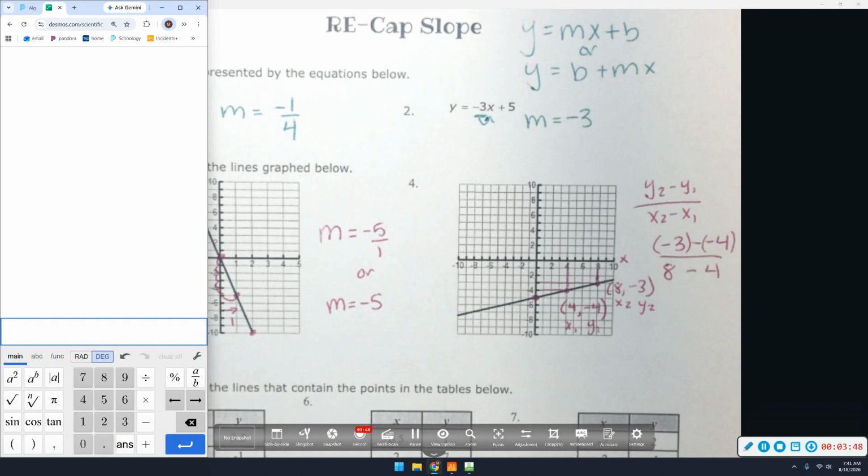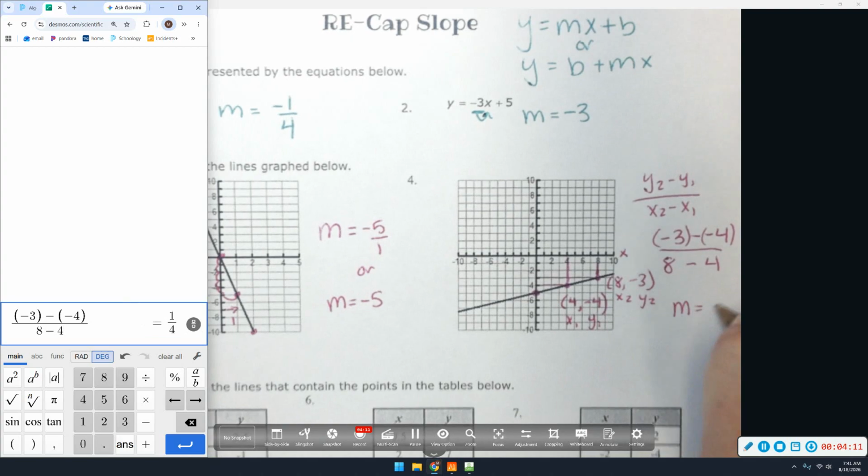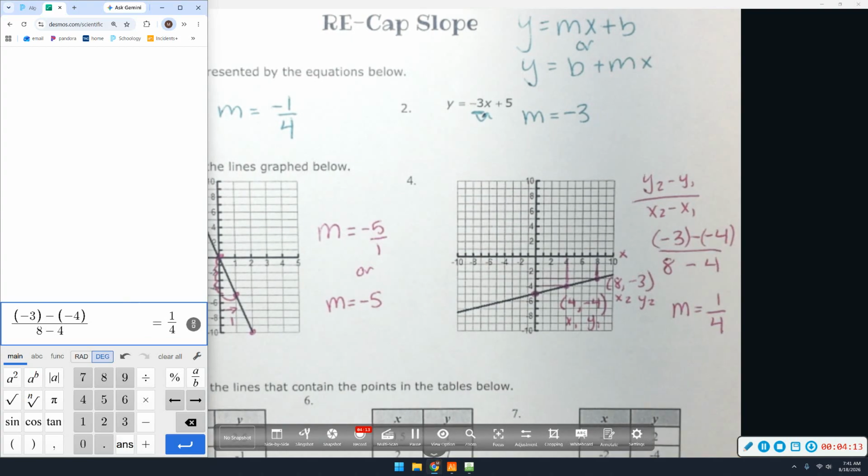And then from there, it's just a calculator problem. Remember to hit divide first. We have negative 3 minus negative 4. Okay, and then 8 minus 4. Okay, and do I want my slope to be a fraction or a decimal? Fraction. Okay, so my slope is 1/4.